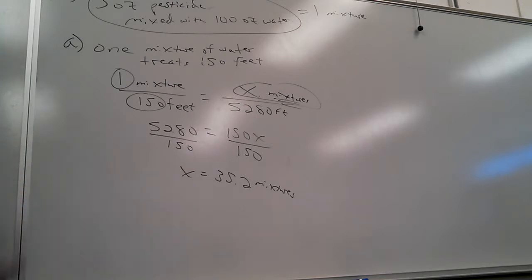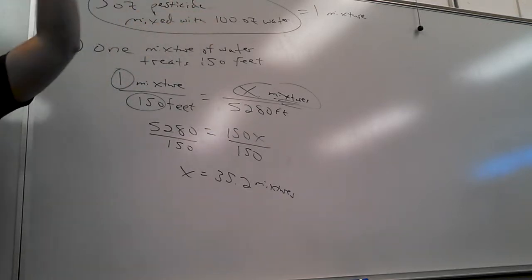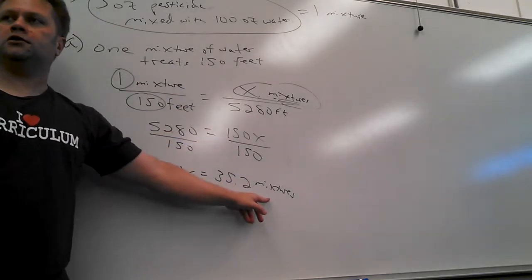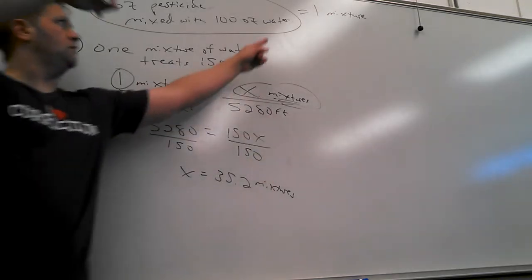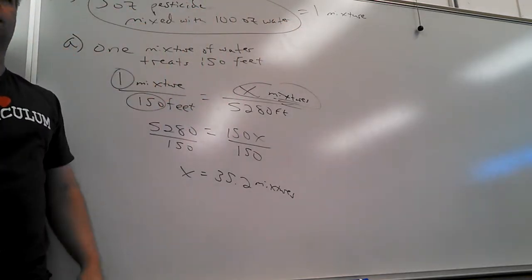Now, in every mixture, how many ounces of pesticide are there? 3 ounces. No, I know I need 35.2 mixtures. But in every mixture, how many ounces of pesticide are there? 3 ounces of pesticide, right?